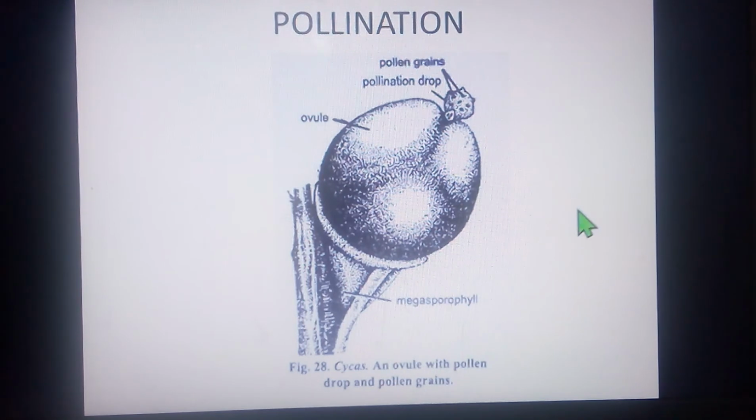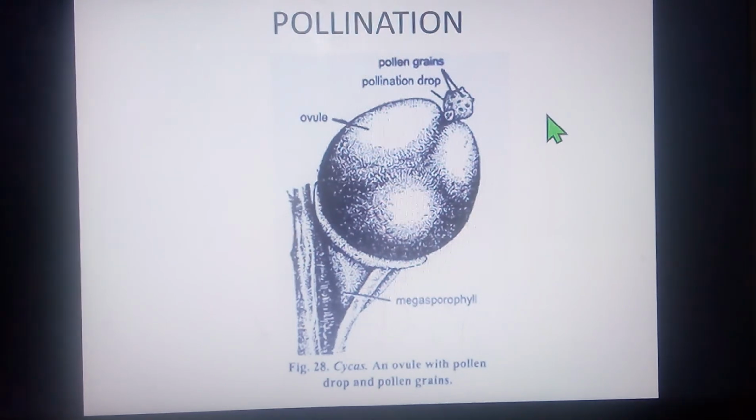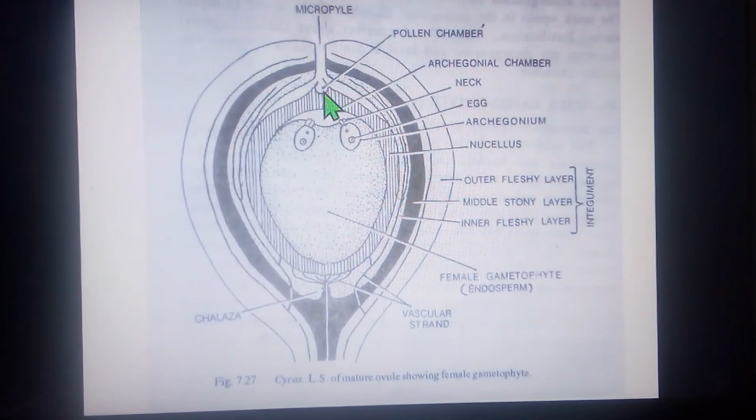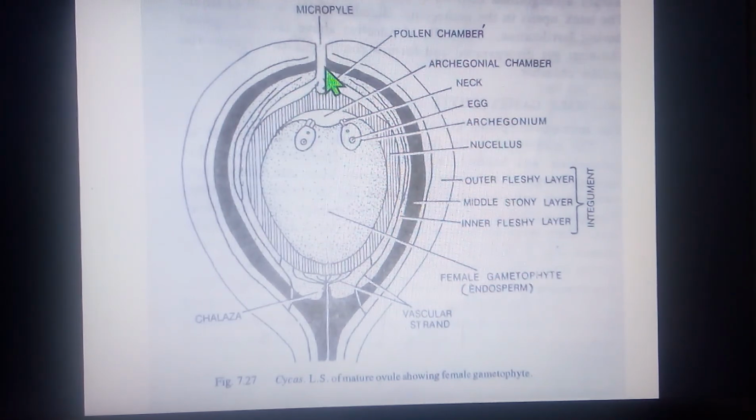So in Cycas plant, the pollination is anemophilous. Okay, it is anemophilous, that is, wind pollinated. So that means the pollen grains are carried through air. They are carried to the pollen chamber of the ovule by wind. So here I'll just show you this one. This is the pollen chamber. So now the pollen grains will be carried to this chamber of the ovule by wind.